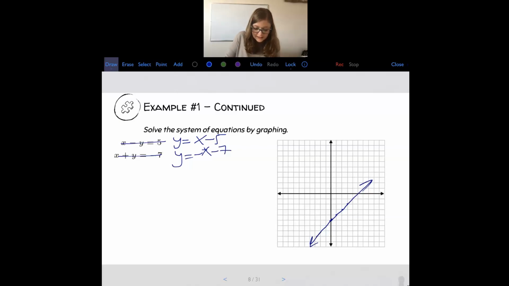Okay, and for the second line, we'll start at negative 7, and then the slope is negative 1, so that's fall 1, crawl 1, or down 1, over 1. So we go down 1, over 1, down 1, over 1.